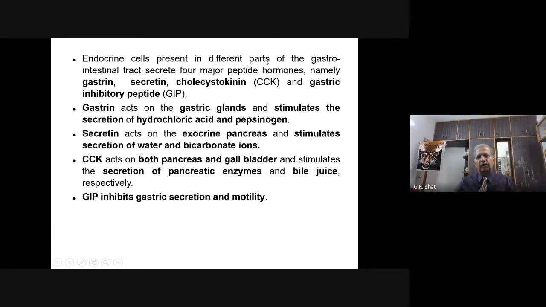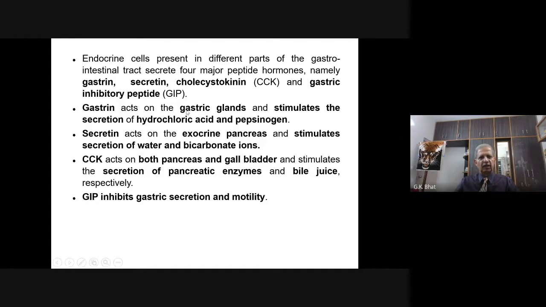Endocrine cells present in different parts of the gastrointestinal tract, especially the intestine, secrete four major peptide hormones, namely gastrin, secretin, cholecystokinin, and gastric inhibitory peptide. All these hormones you should remember very well, and they have their own role to play in the process of nutrition. Gastrin acts on the gastric gland and stimulates the secretion of hydrochloric acid and pepsinogen.